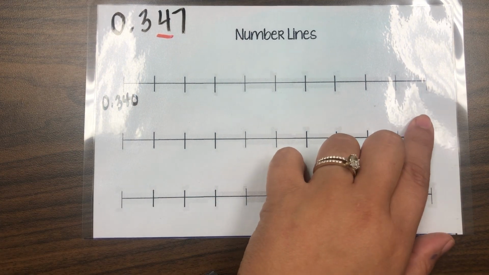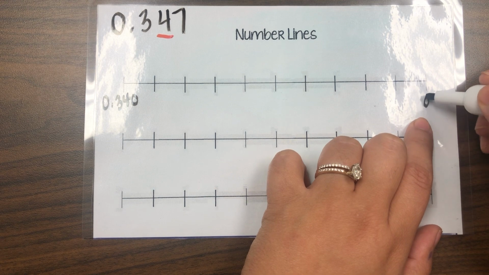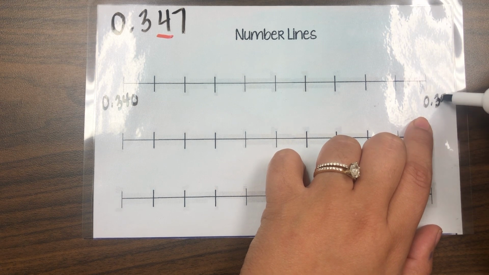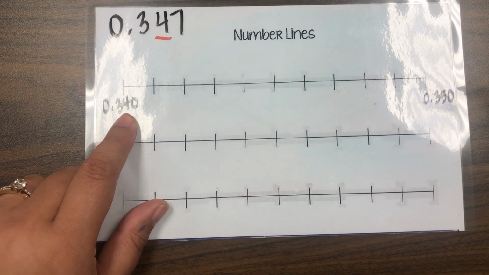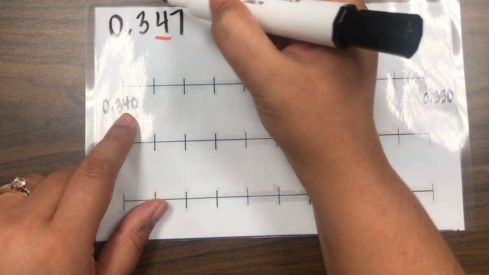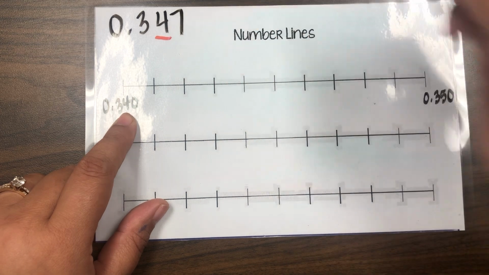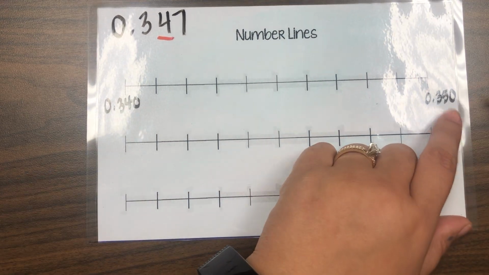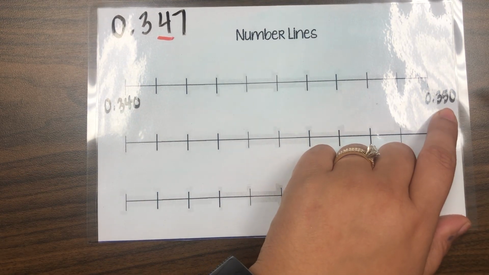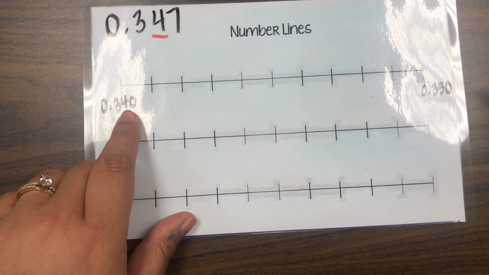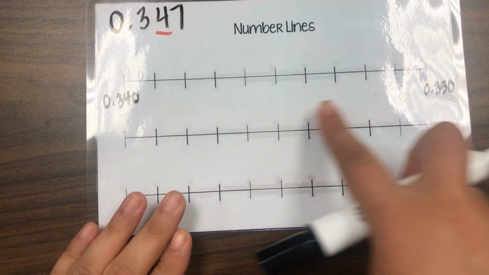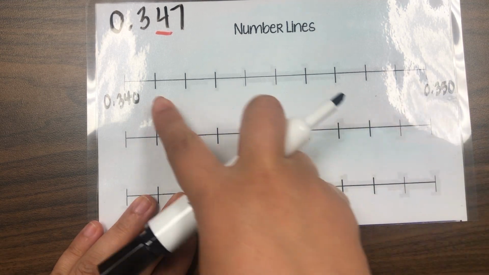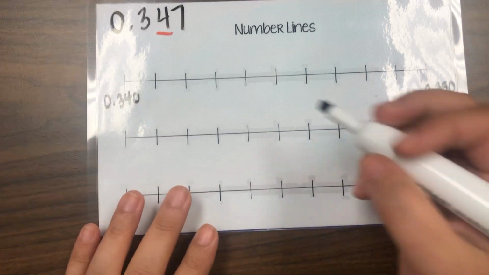And then on the end over here, I'm going to put 0 and 350 thousandths, okay? Because this is 40. When I round down, it's going to be 40, and then when I round up, the next one is 50, okay? We add one more to the 4, okay? All right, so what I'm going to do now is I'm going to fill in the rest of my places in the number line, okay?